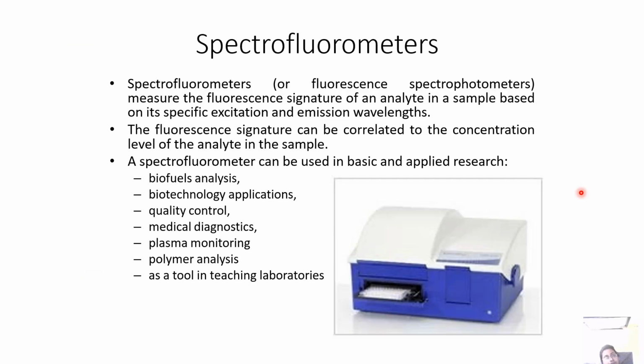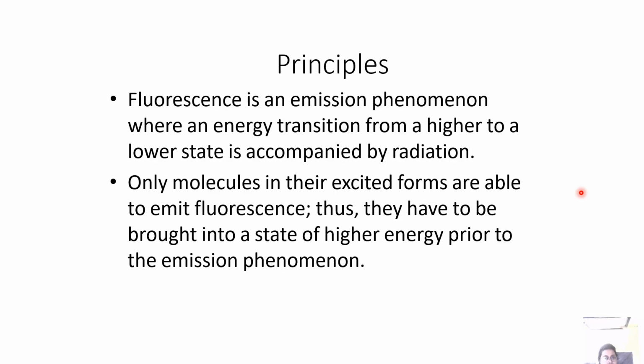So if we talk about spectrophotometers or fluorescence spectrophotometers, basically they measure the fluorescence signature of an analyte in a sample based on its specific excitation and emission wavelengths. Now the fluorescence signature can be correlated to the concentration level of the analyte in the sample. A spectrophotometer can be used in basic and applied research for biofuels analysis, biotechnology applications, quality control, medical diagnostics, plasma monitoring, polymer analysis, all of this.